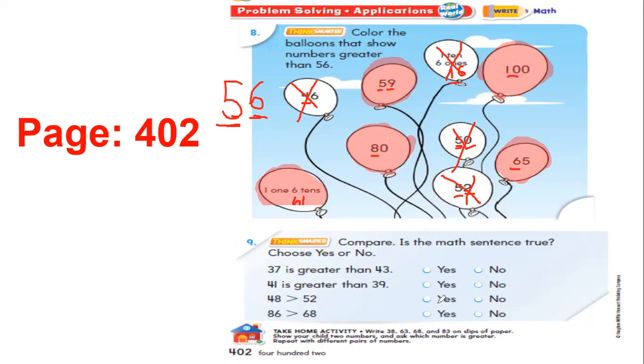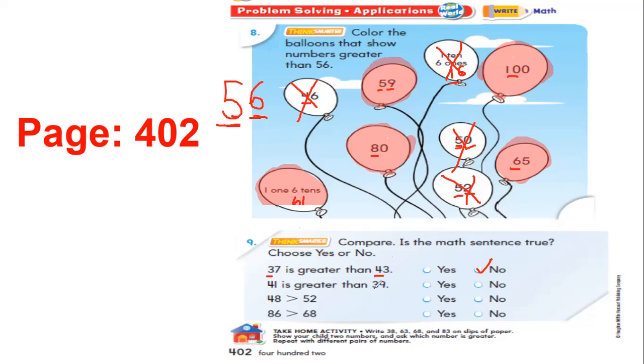Now, question number 9. Compare. Is the math sentence true? Choose yes or no. So we are going to compare and choose. Now, we have 37 is greater than 43. So we have to check whether it is true or not, yes or no. You have the number 37. 3 and 4. Is the number 3 bigger than the number 4? No. So this is not correct. 4 is greater, right? So 43 should be here and 37 should be here. So this is not. No.